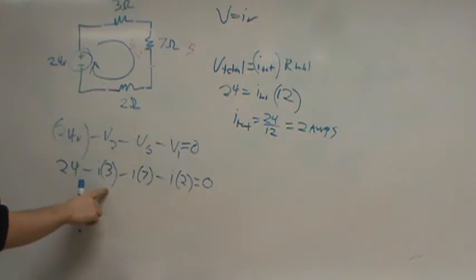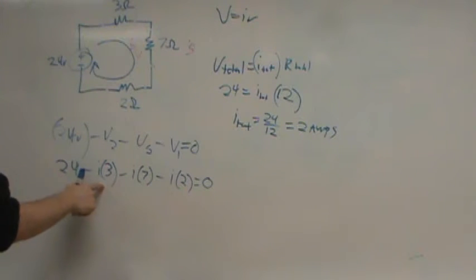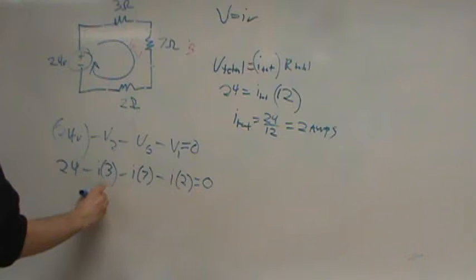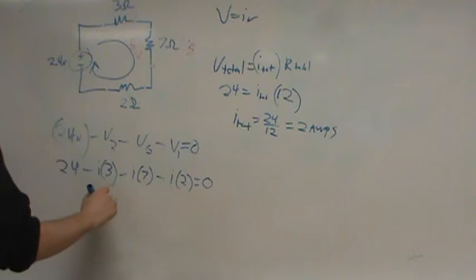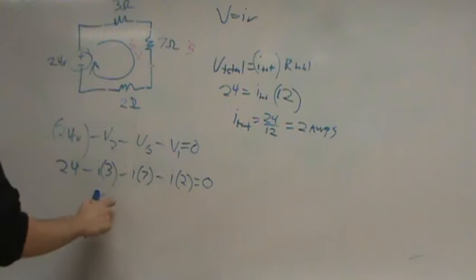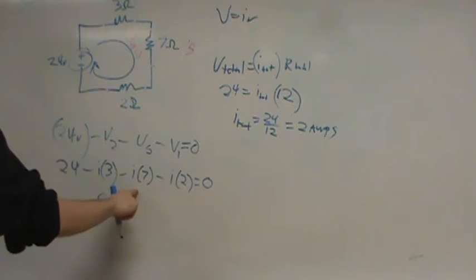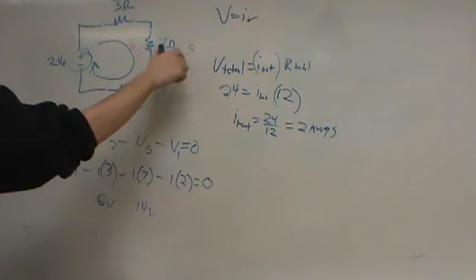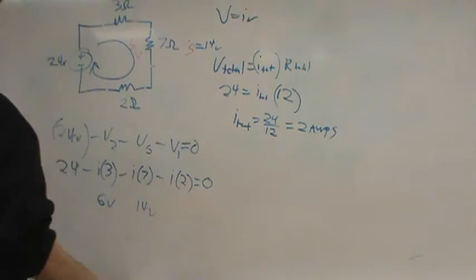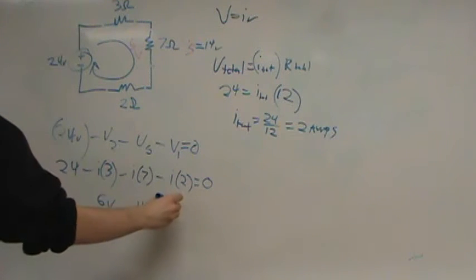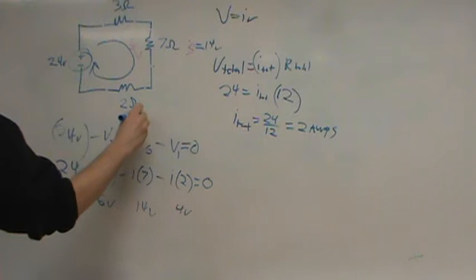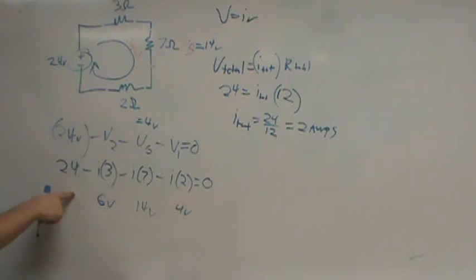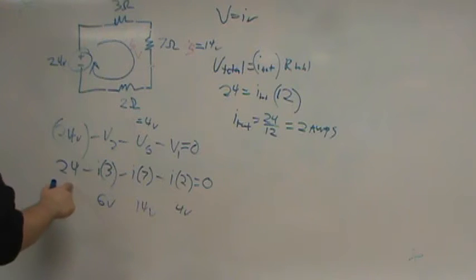Using that, we can plug it in to check. For V2, 2 amps goes in, so V2 equals 6 volts. We have our I for the 7 ohm resistor, so we take our 2 and plug it in here. That's going to be 14 volts, so V5 equals 14 volts. Then we have 2 times 2, which is 4 volts over this one, so V1 equals 4 volts. And if we subtract these together, 24 minus 6 minus 14 minus 4, that equals 0 volts.